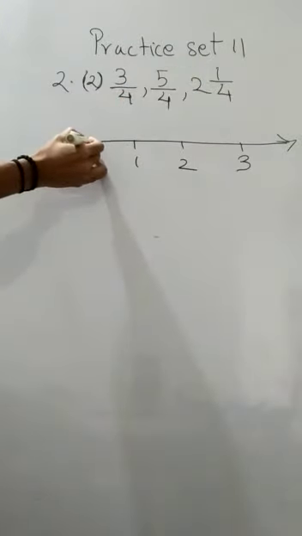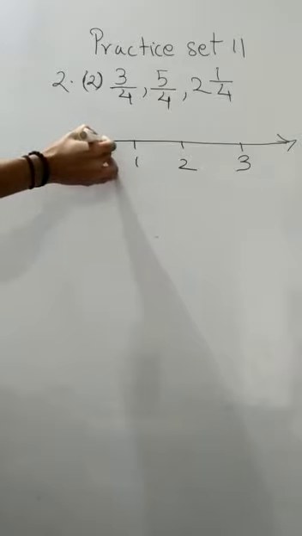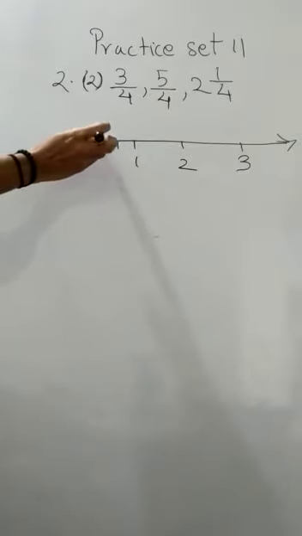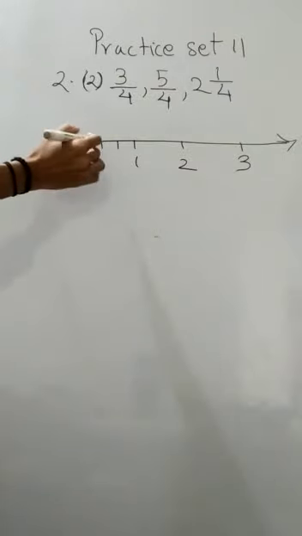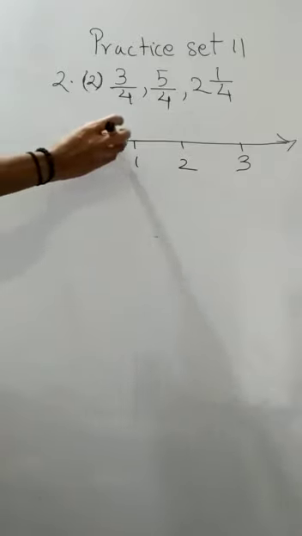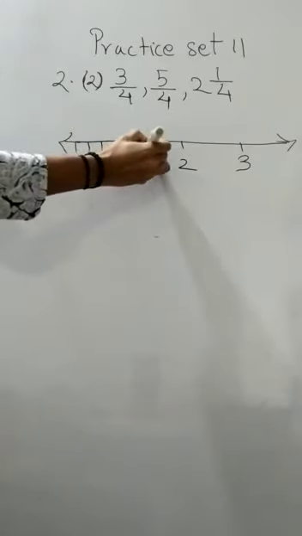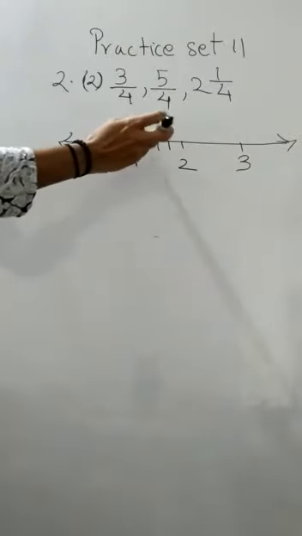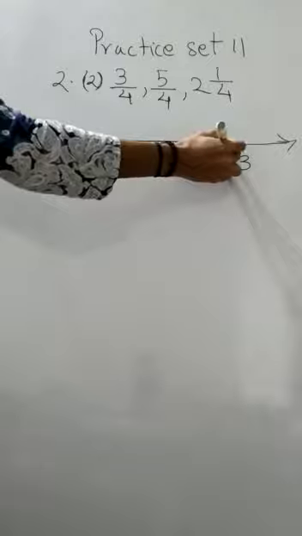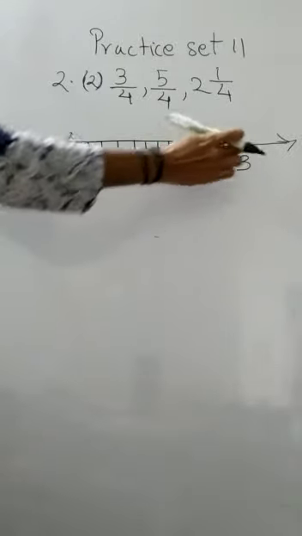So what will you do? Same way as we did for the first question. This we have to divide into 4 parts. For that you will draw 3 small lines like this between 0 and 1. Then it will be divided into 4 parts. See, you will count and you will get it. 1, 2, 3, 4 parts. Same way you will draw 3 lines here. This will be divided into 4 parts. Here also 1, 2, 3. This will be divided into 4 parts.